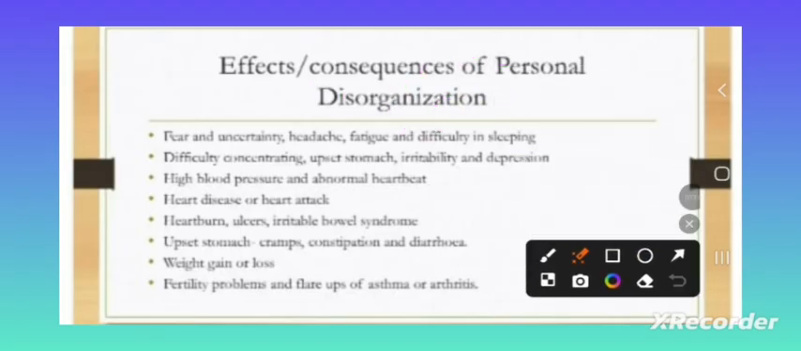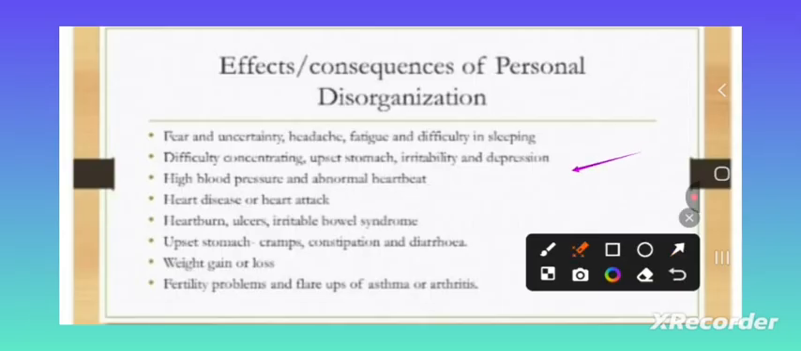Effects of personal disorganization: poor rest and relaxation leading to fatigue and difficulty in sleeping, difficulty in concentrating, upset stomach, irritability and depression, high blood pressure and abnormal heartbeat, poor appetite and overeating, heartburn, ulcer, irritable bowel syndrome, chronic health issues like migraines or asthma, weight gain or loss, family problems and flare up of asthma or arthritis.